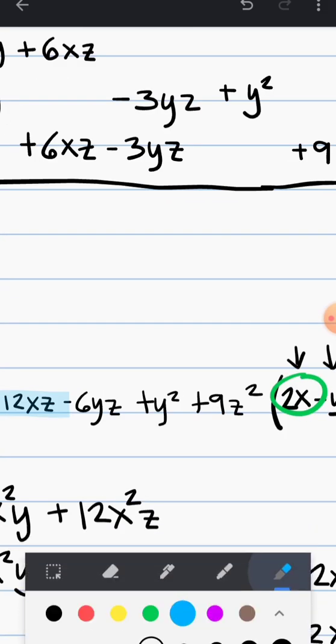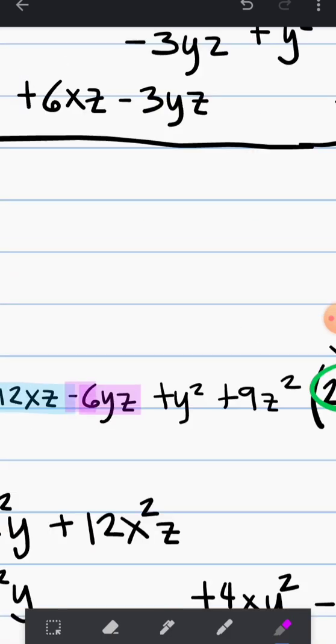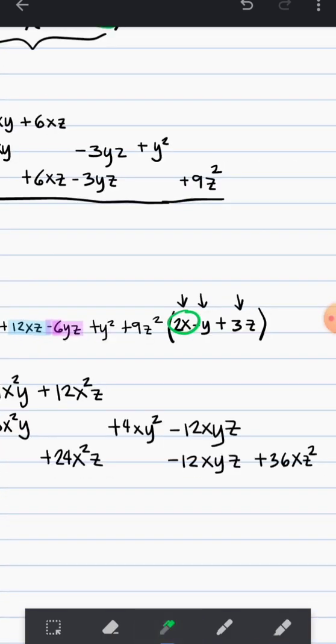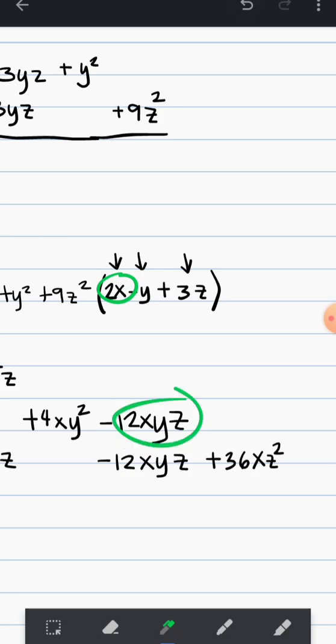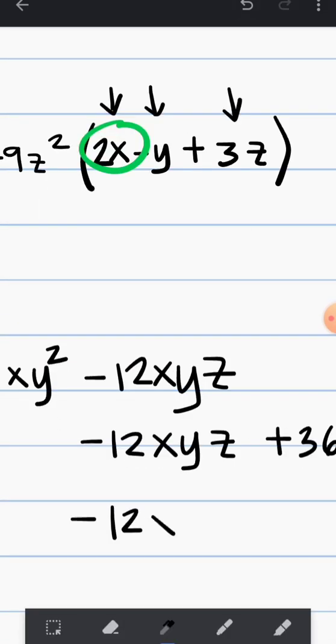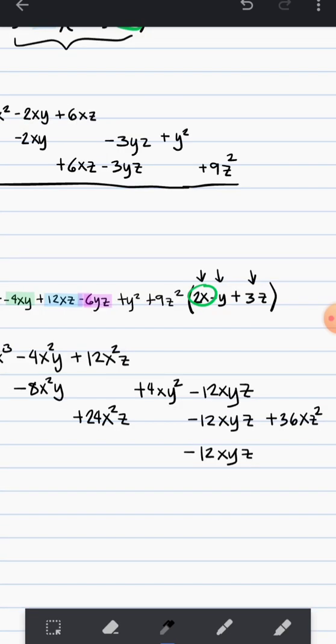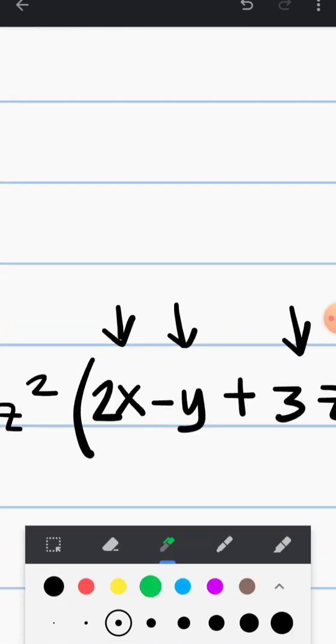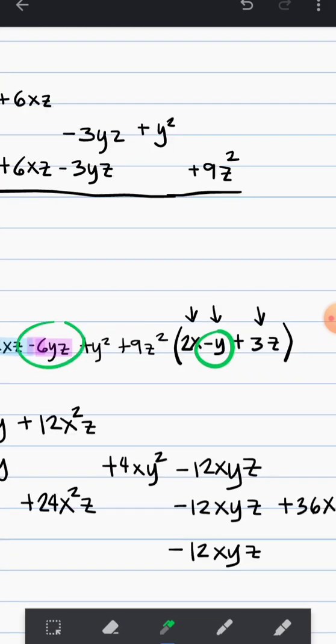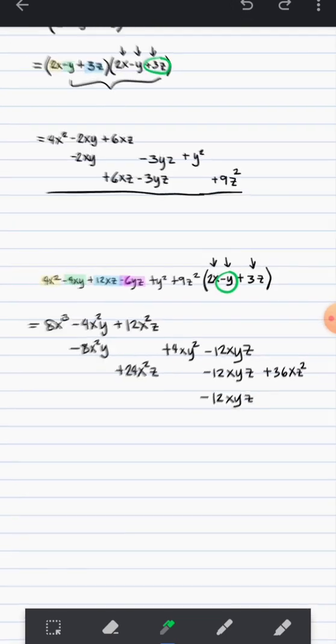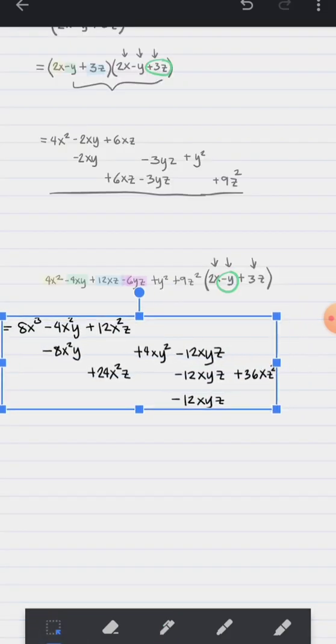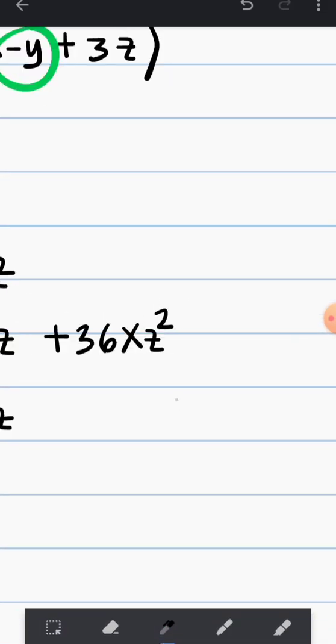Then here, with negative 6yz. Negative 6yz times 2x is going to be negative 12xyz. Then this term, negative y times this, is going to be positive 6y squared z. I guess we don't yet have y squared z, so let's just write it down as is.